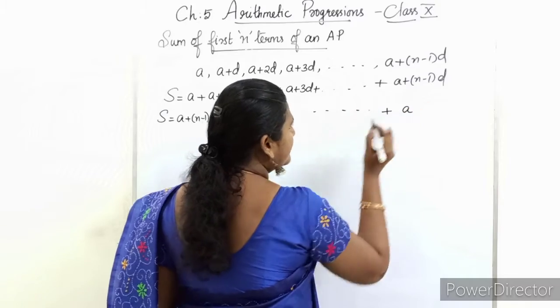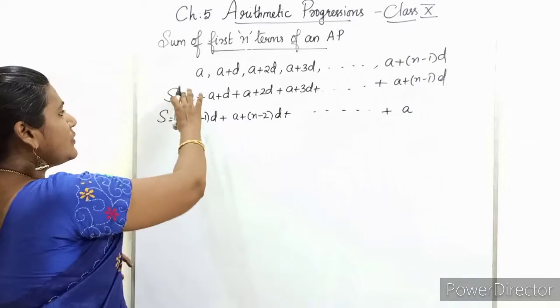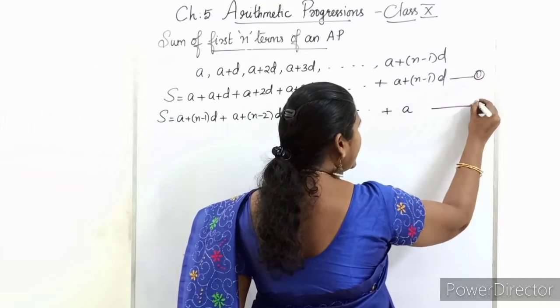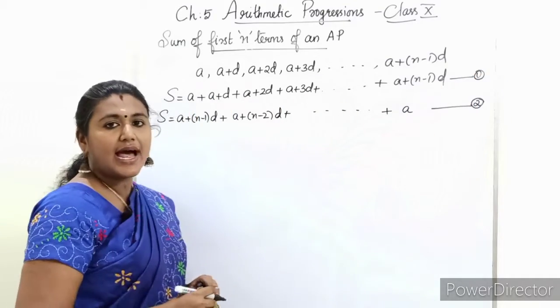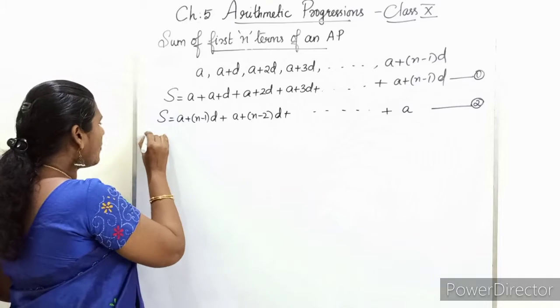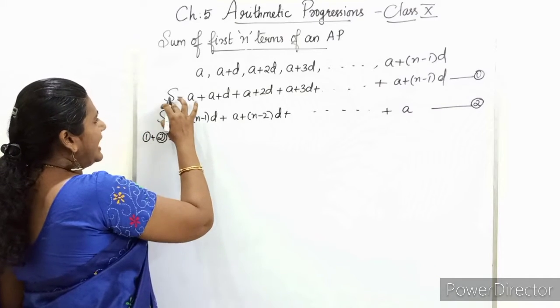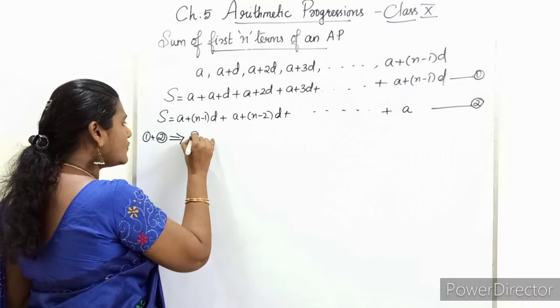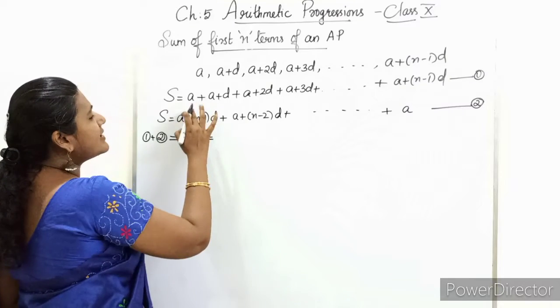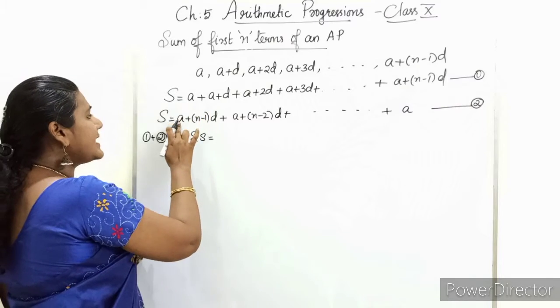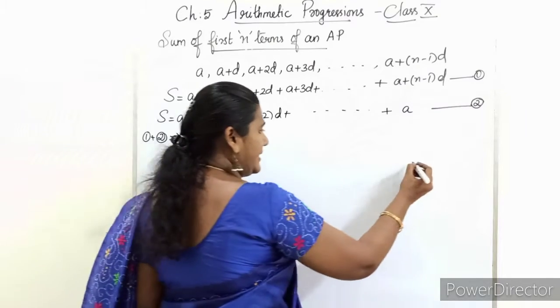The next term will be a plus (n minus 3) into d, etc. plus a. Now we are going to add these two equations. I will name these as equation 1 and 2. Now I am going to add equation 1 and 2. So left side we will add. S plus S is 2S is equal to. Here the right side also we will add. So you listen here, a plus (n minus 1) into d.